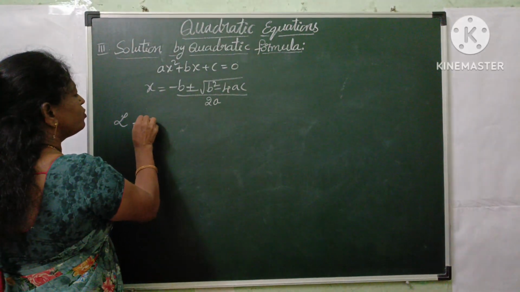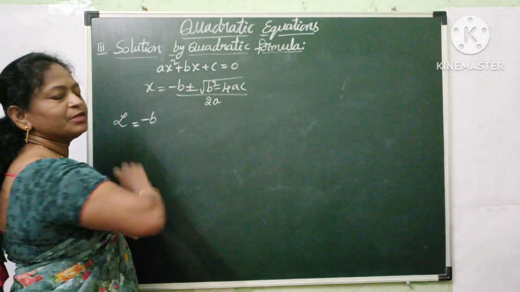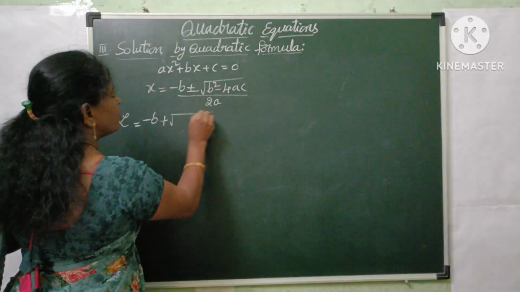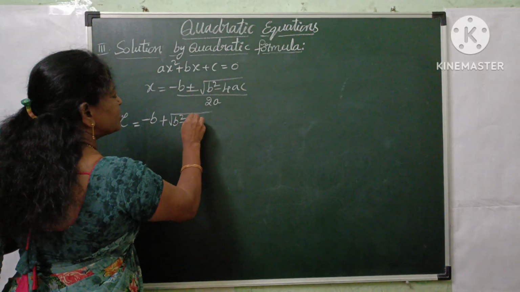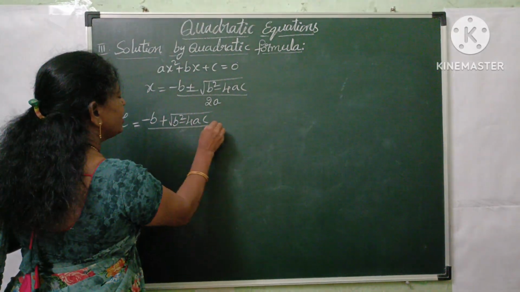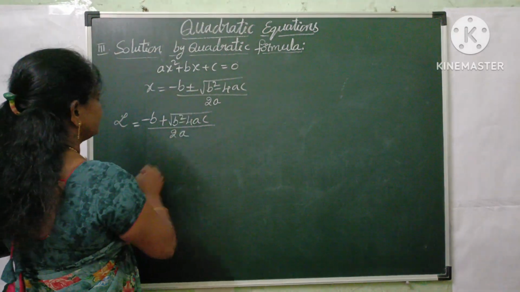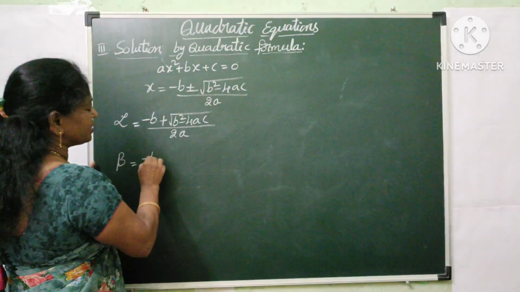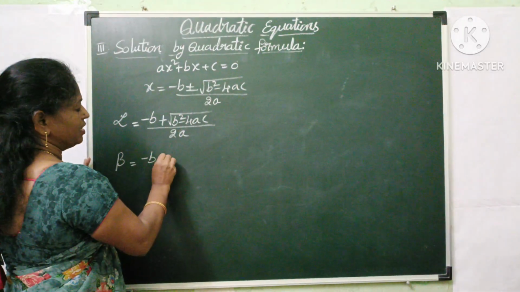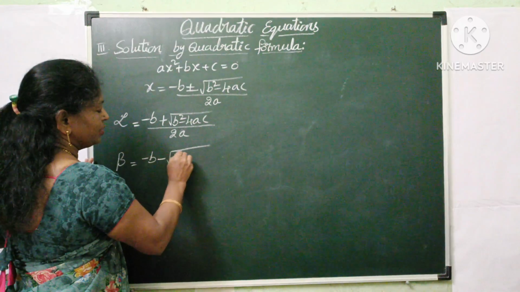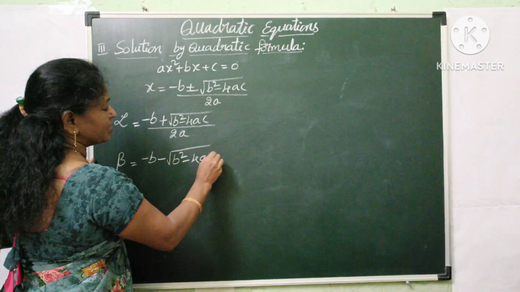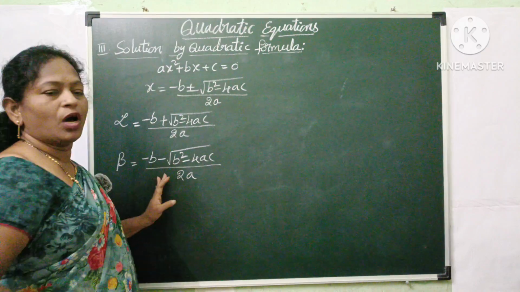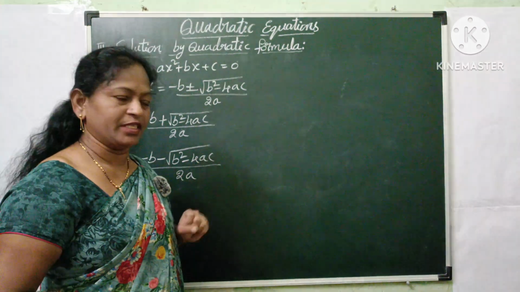So we take alpha, beta as roots of the quadratic equation. So alpha equal to minus b, one is plus, one is minus, we have to write that. Minus b plus square root of b square minus 4ac by 2a. And the second root beta equal to minus b minus square root of b square minus 4ac by 2a. These two are roots of the quadratic equation.